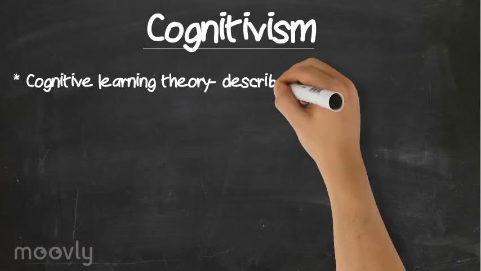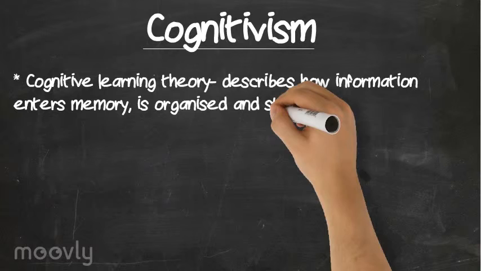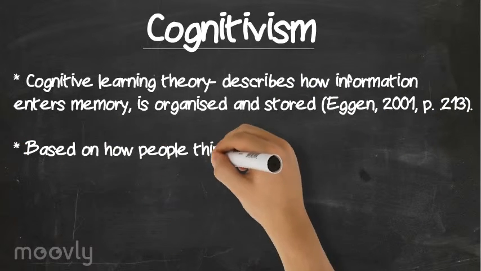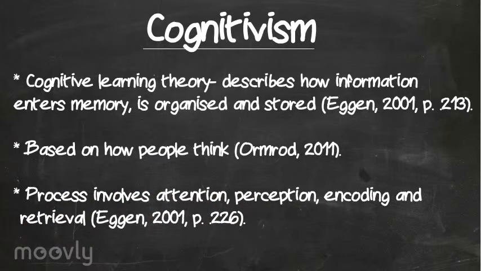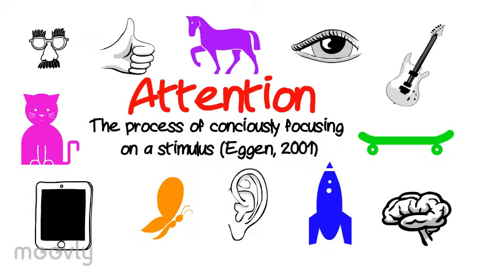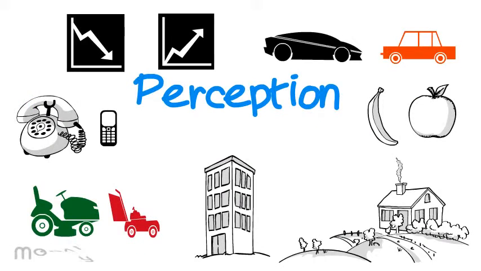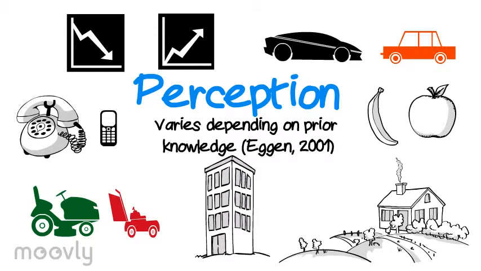Cognitivism. Cognitive learning theory describes how information enters our memory, is organised and stored. It is based on how people think. The cognitive process involves attention, perception, encoding and retrieval. When teaching young children, it is important to start lessons with an attention getter and continually monitor the attention during the lesson. Activities must be short and frequently changed, simple, precise directions given, and continually check that the children's perception of tasks is accurate. Complete one task before going on to the next, and ideas need to be personalised.